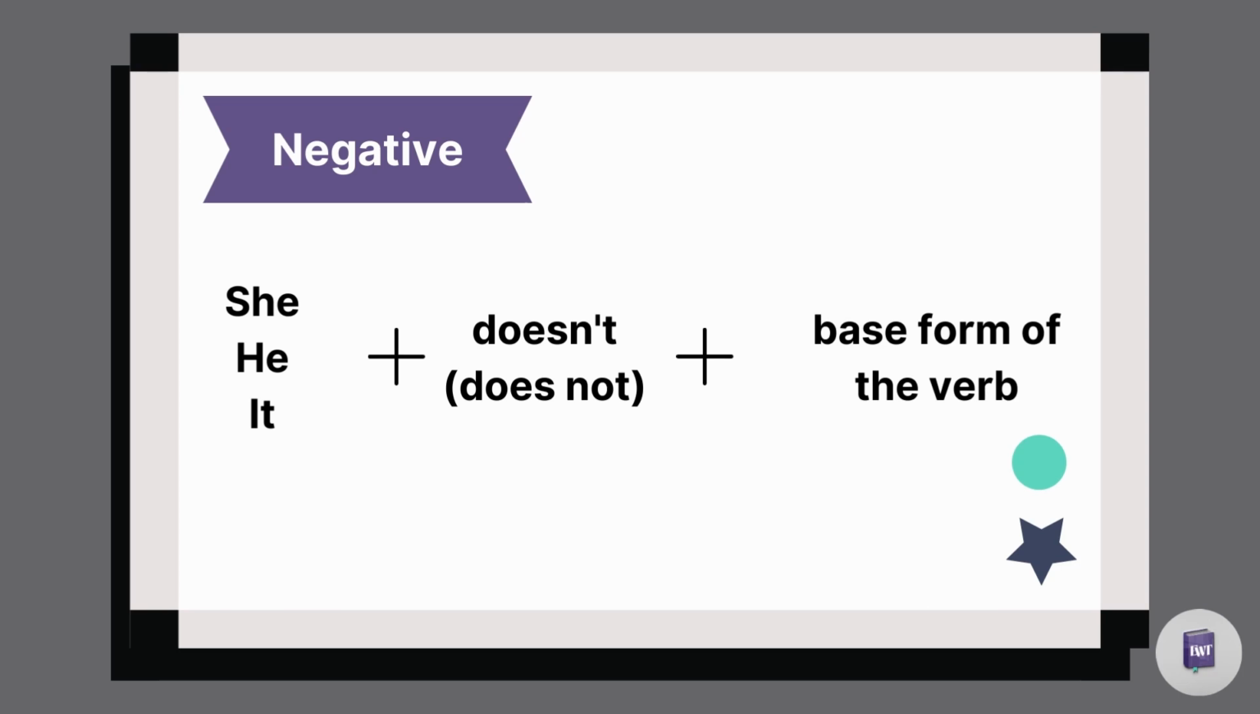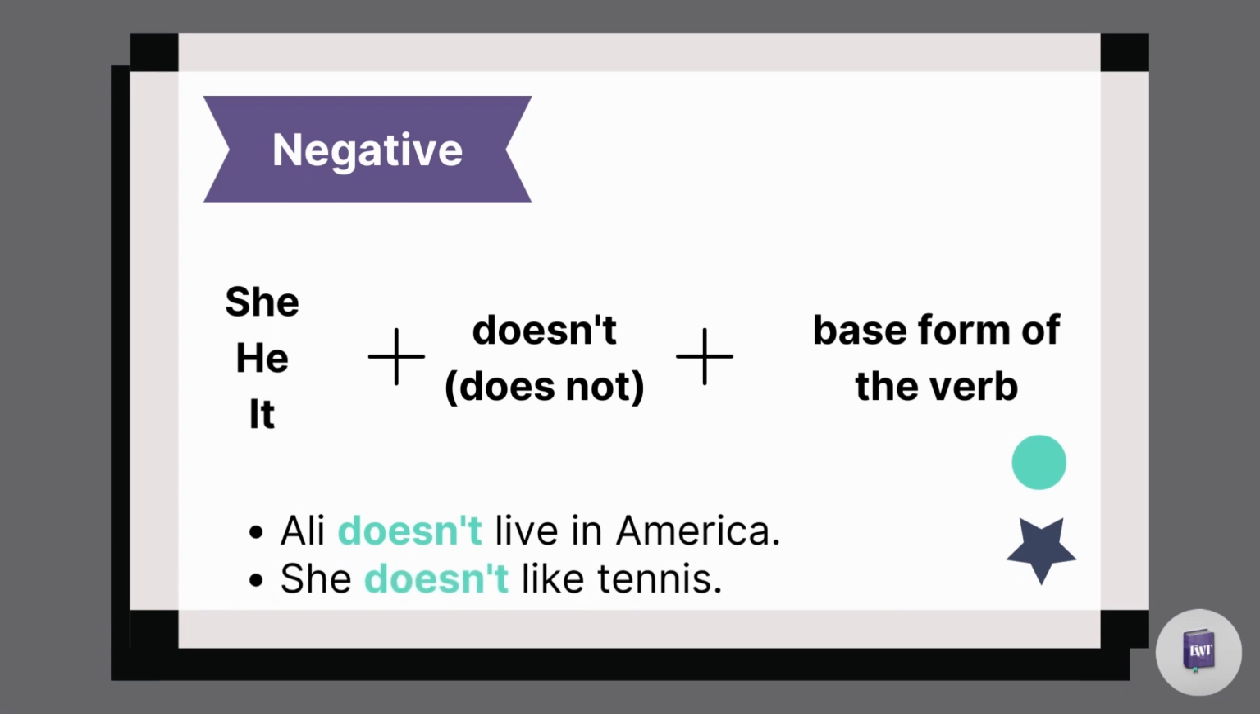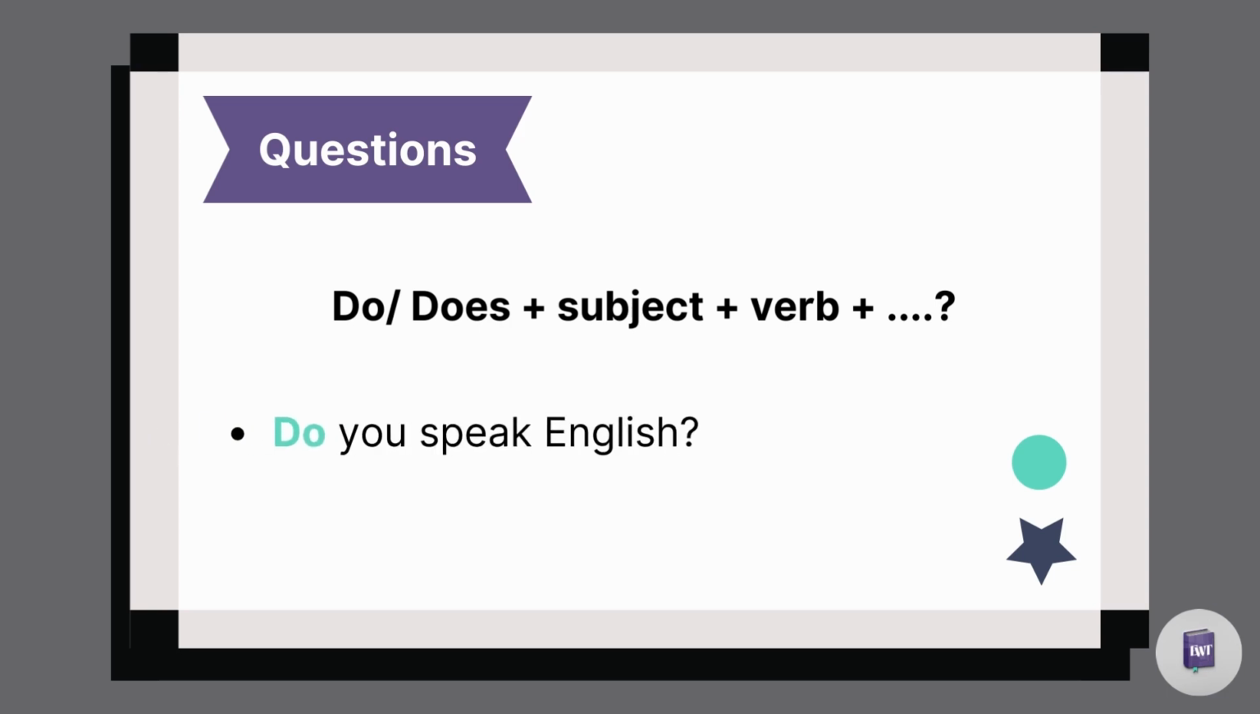And for she, he, and it, we use doesn't, the short form of does not, plus the base form of the verb. We don't add s or es to the verb when we use does or doesn't. Ali doesn't live in America. She doesn't like tennis. For questions, we use does or do plus subject plus the base form of the verb. Do you speak English? Does Jack play football?